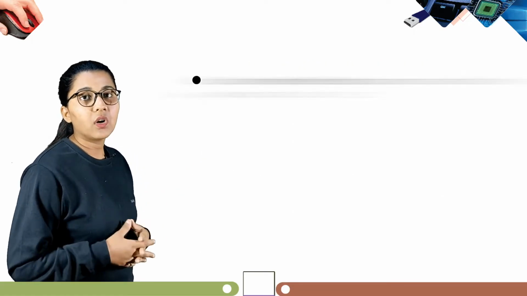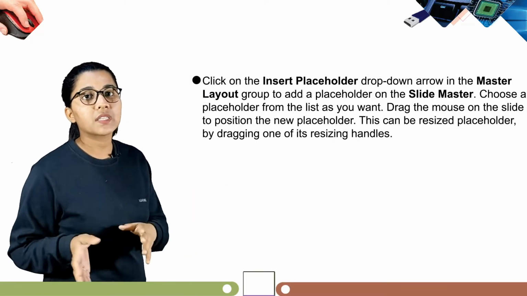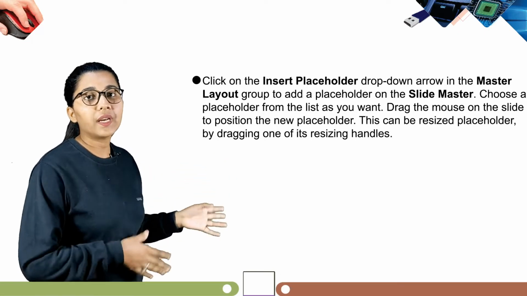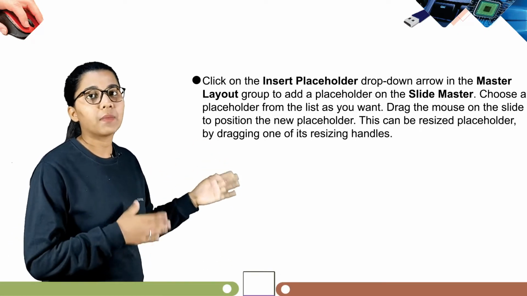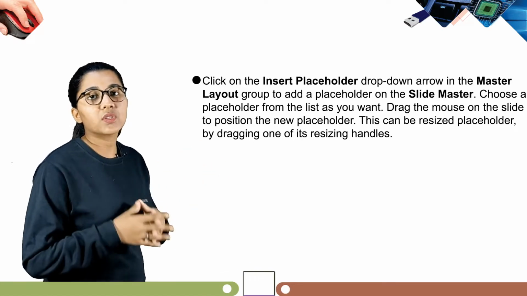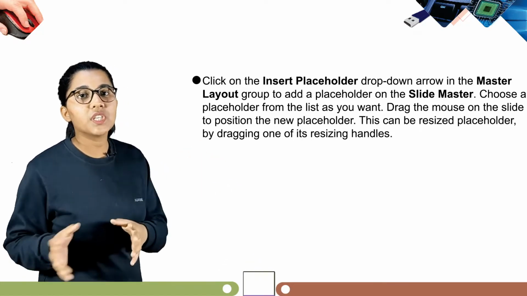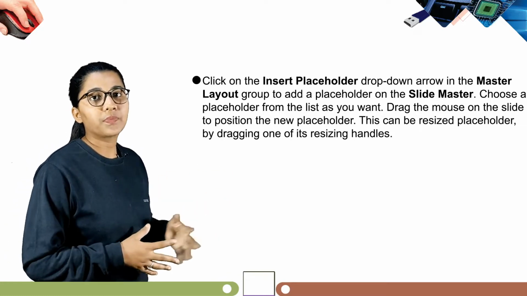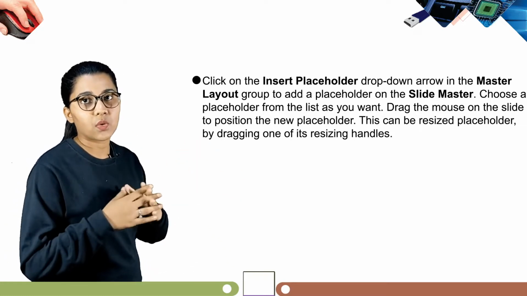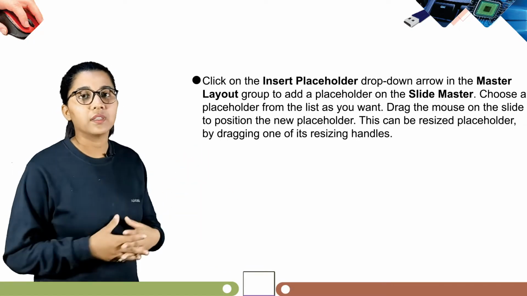Next, click on the insert placeholder drop down arrow in the master layout group to add a placeholder on the slide master. Choose a placeholder from the list as you want. Drag the mouse on the slide to position the new placeholder. This placeholder can be resized by dragging one of its resizing handles.